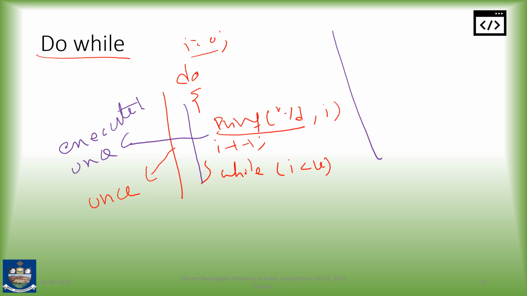So in do, we need to execute the statement once, then it will increment and check whether the condition is true. If it is true, then it goes again to here. If it is false, it comes back here. This is how the for loop, while loop and do while loop execute the operations iteratively. We need to use these statements based upon our requirement.